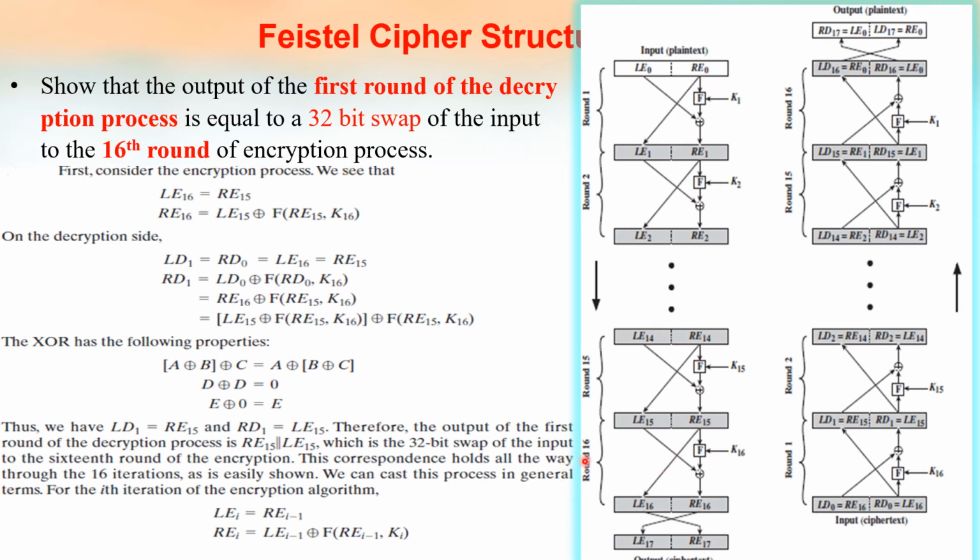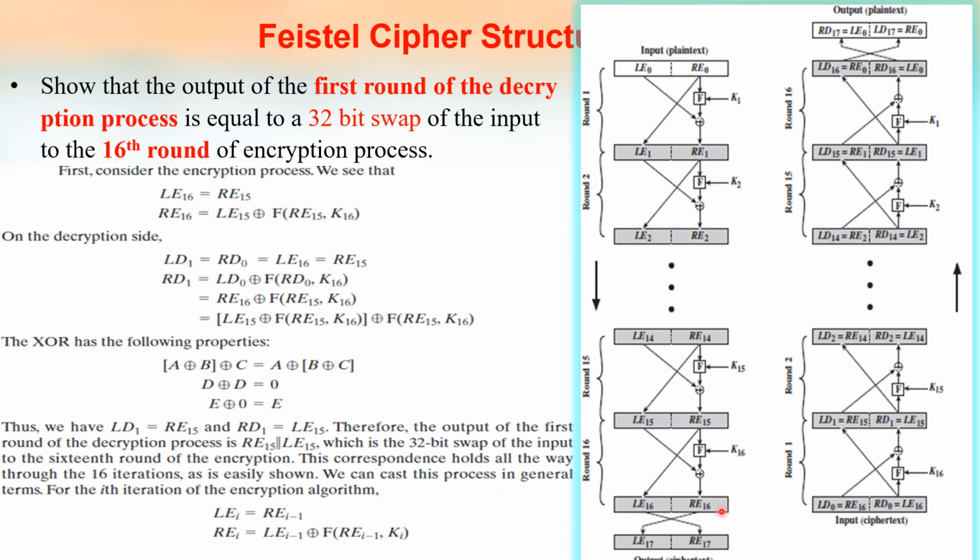So this is the 16th round. Input to the 16th round of encryption is this one, LE15, RE15. So 32-bit swap means RE15 goes here, LE15 comes here. That becomes this one. This thing we have to prove. So first we can consider the encryption side. From encryption side, we can identify that this LE16, what is LE16 from this figure? LE16 is obtained from this RE15. So that I can write down here, LE16 equal to RE15.